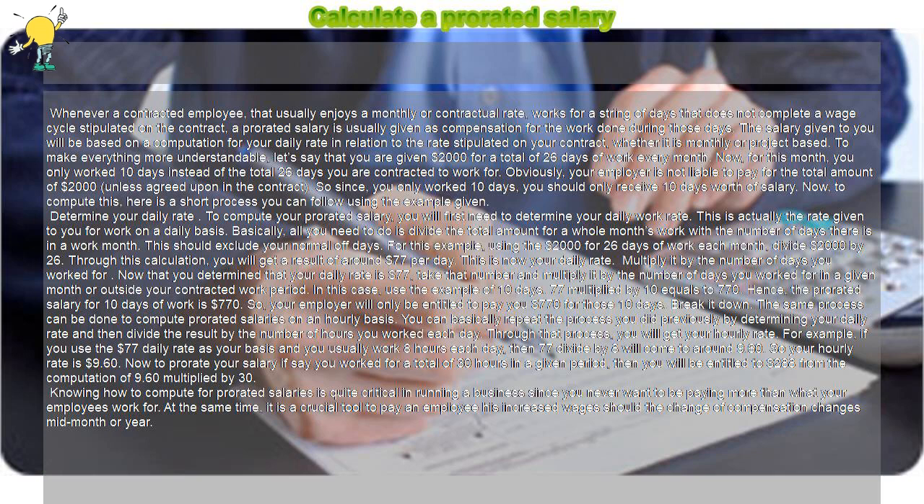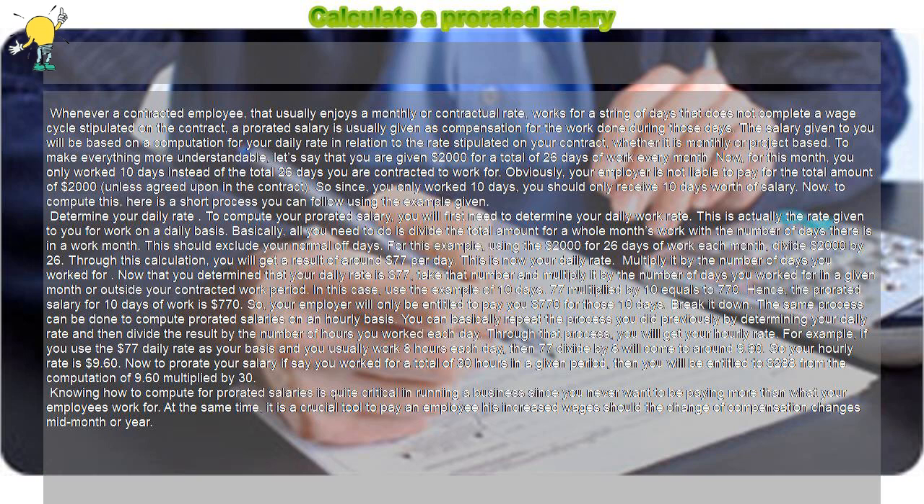Multiply it by the number of days you worked for. Now that you determined that your daily rate is $77, take that number and multiply it by the number of days you worked for in a given month or outside your contracted work period. In this case, use the example of 10 days.